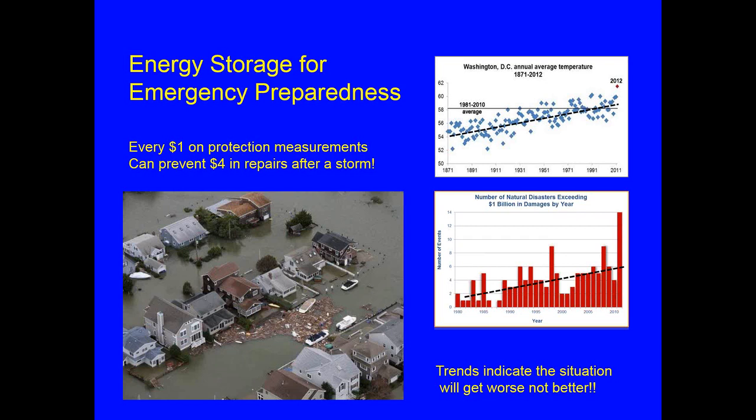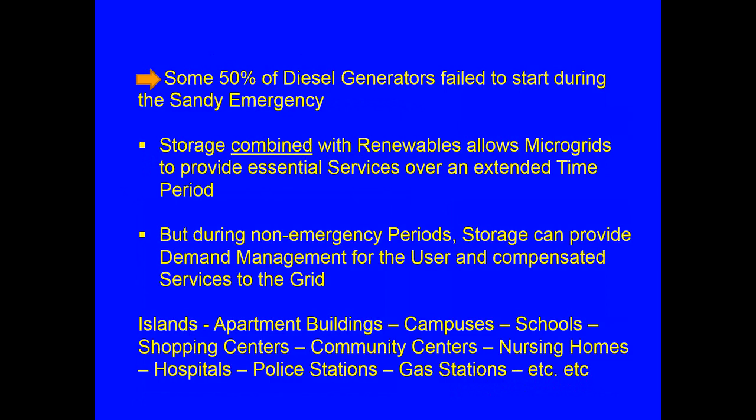And of course, what an emergency looks like is there on the picture. During the Sandy emergency, it was not pretty. But what we have learned there is that every $1 spent on protection measures can prevent $4 in repair after the storm. So why don't we solve the situation by putting a lot of diesels around? Well, it's not that easy, because what we have found is that some 50% of diesel generators failed to start during the Sandy emergency.